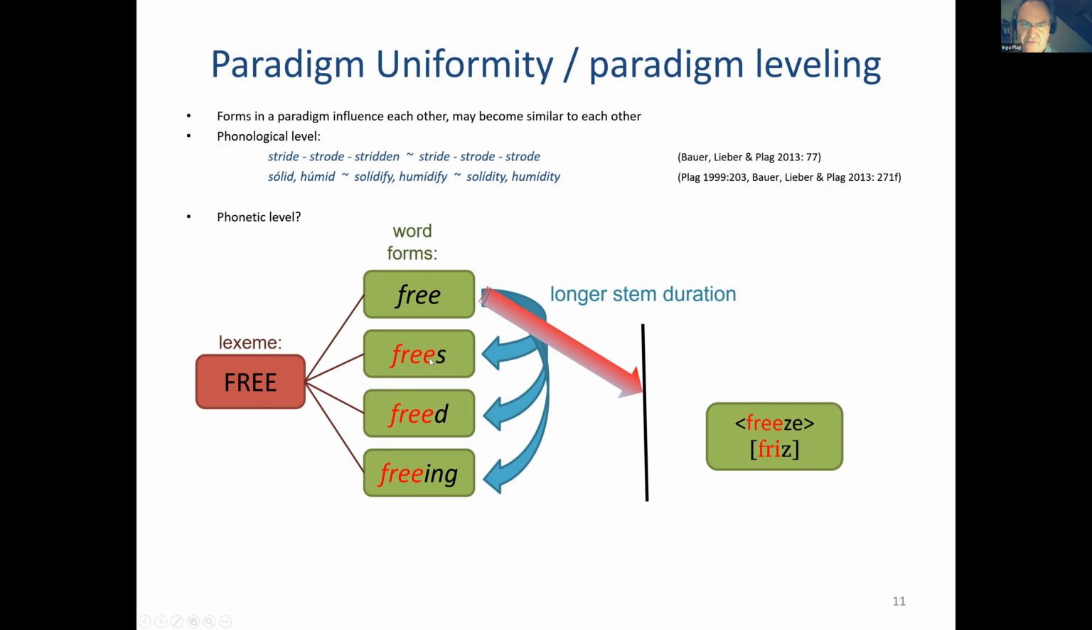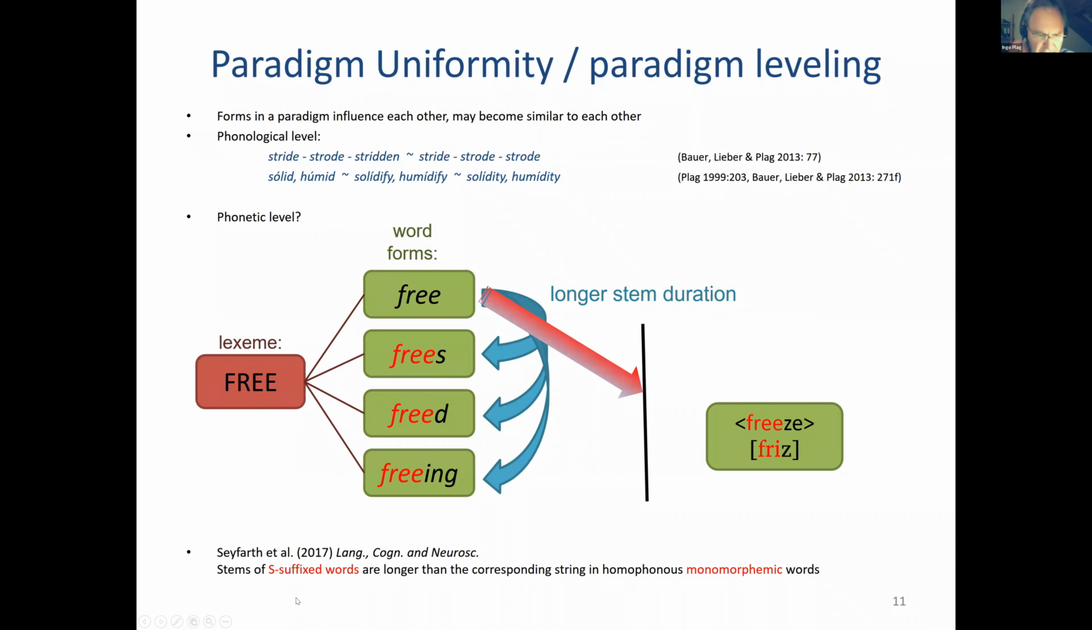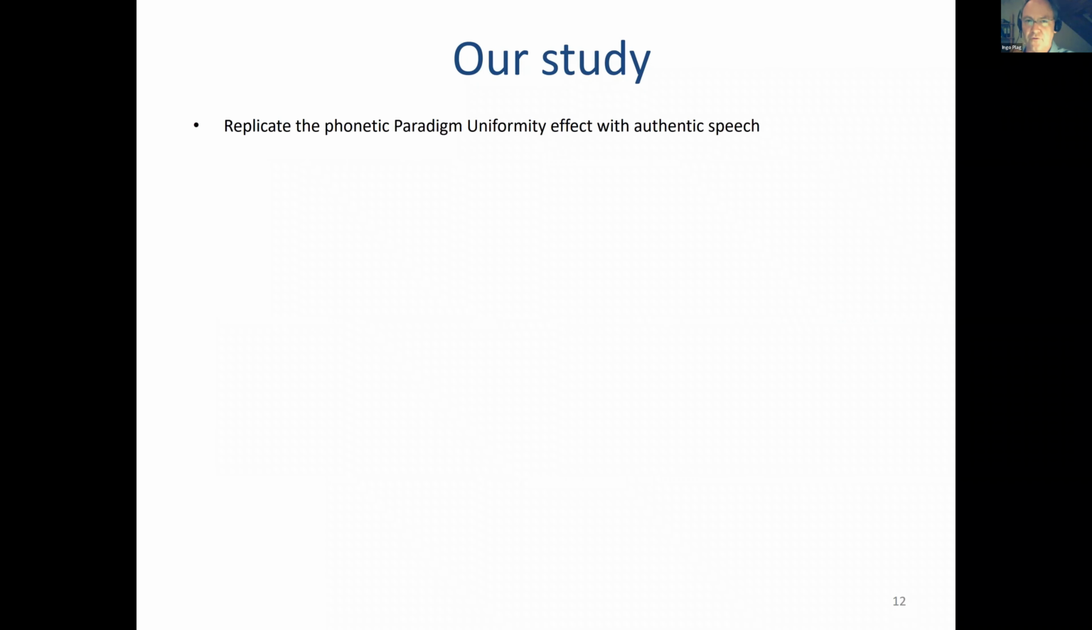So we expect the free in third person singular freeze to be longer than the free in the verb freeze, that is monomorphemic. This is at least what Seifert et al. found. They found that the stems of S-suffixed words are longer than the corresponding string in homophonous monomorphemic words. That's called paradigm uniformity. And what we wanted to do is to replicate the phonetic paradigm uniformity effect with authentic speech, because they had done it in the lab with all sorts of problems.